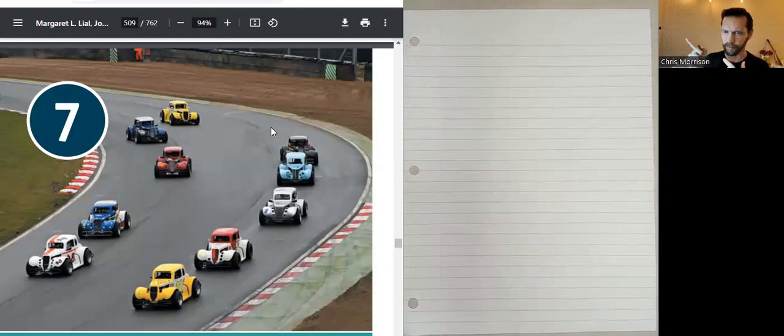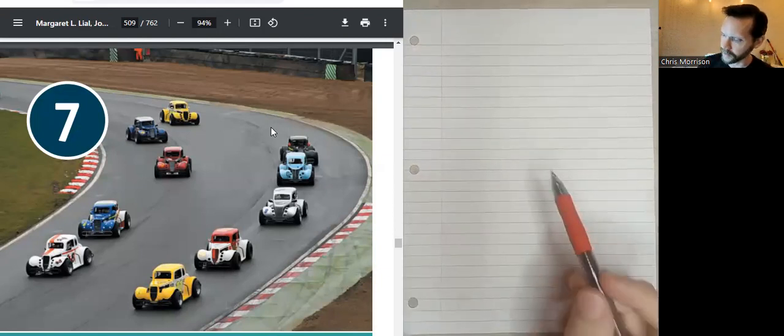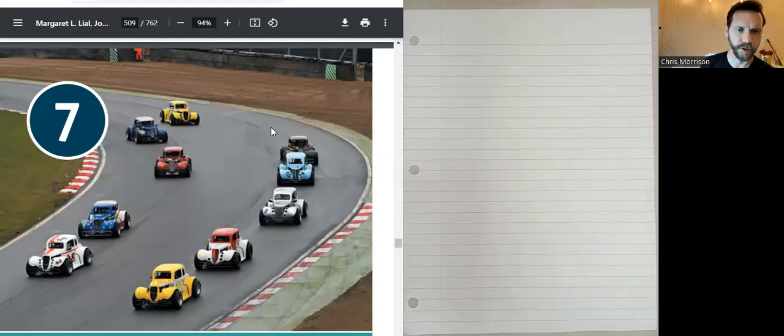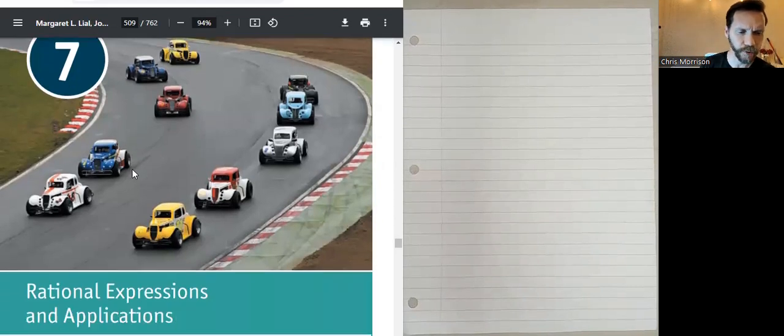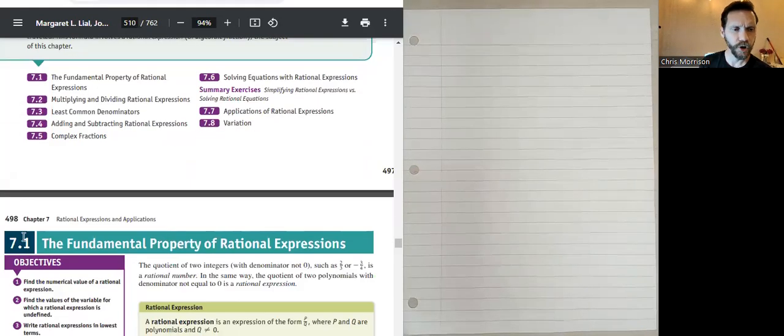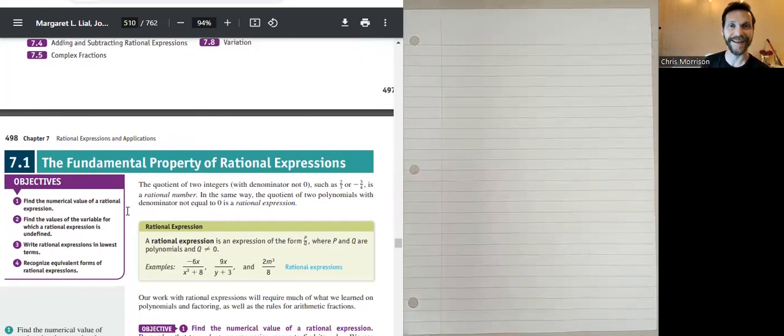I think I'm up in some corner, because I was able to get my setup so that I can draw out our examples today. Should make it a little easier, certainly for me to present, hopefully for you to follow. So get your textbooks as we go to chapter 7. We're going to be doing rational expressions and their applications today. And if you would, turn your books to page 498, the fundamental property of rational expressions.